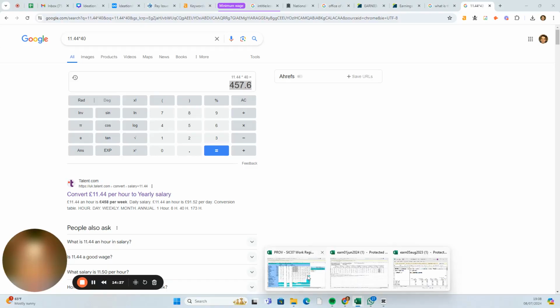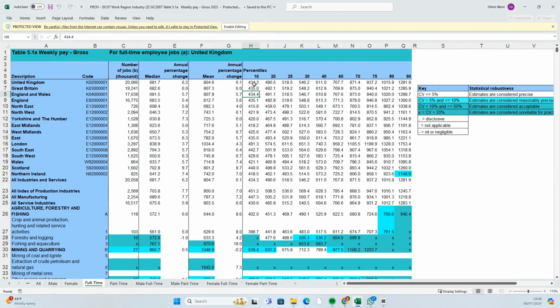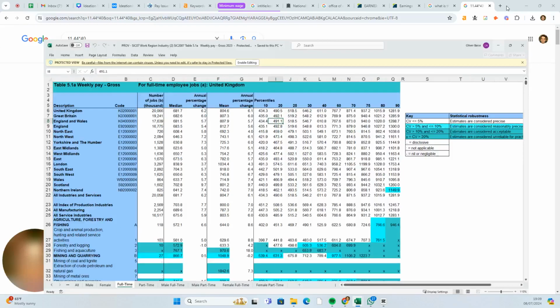Oh, where did that go? And as you can see, quite a lot of these are lower than that. So yeah, there's the story. So we just got to crunch these numbers together. And then, yeah, we can say this is the number of people earning less than the minimum wage.